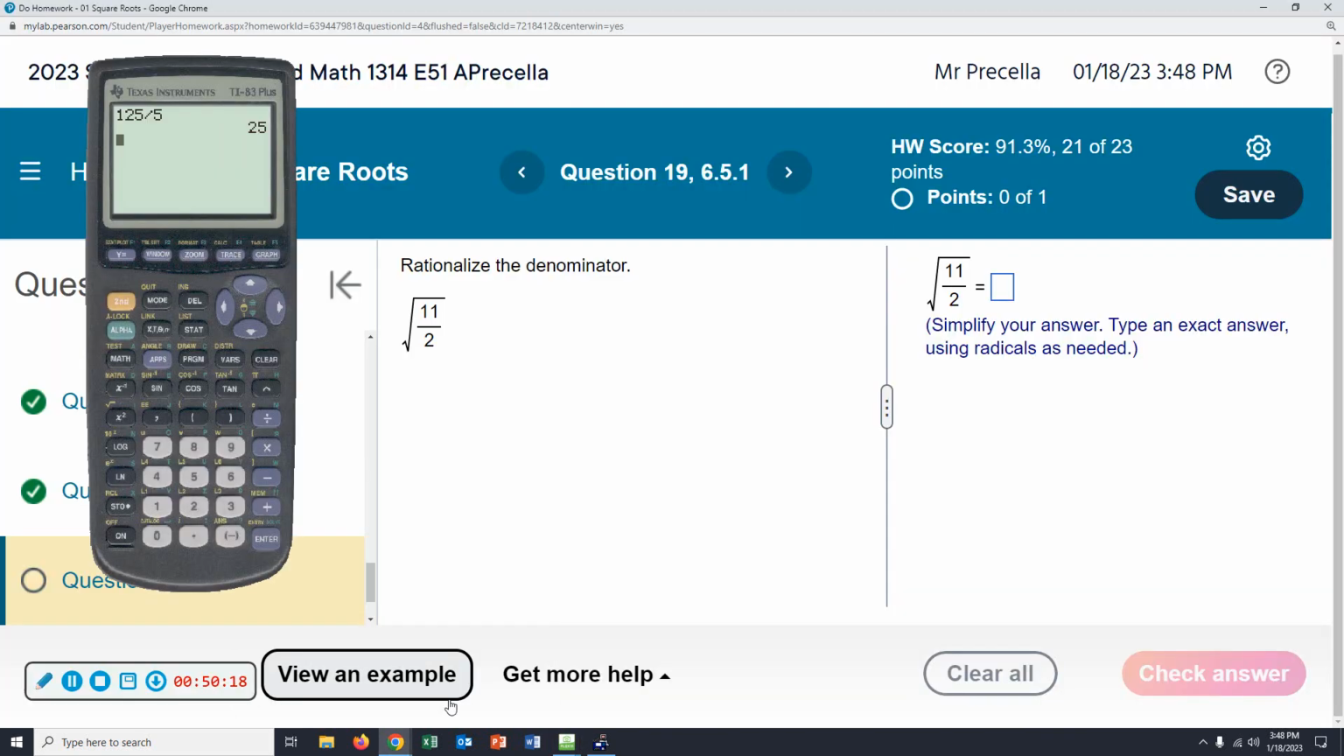Problem number 19. The square root of 11 over 2.